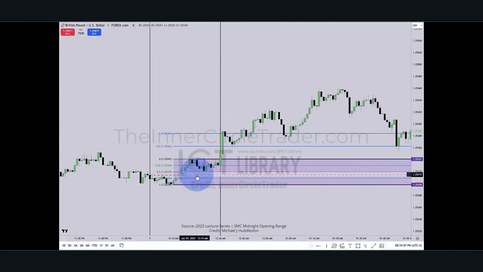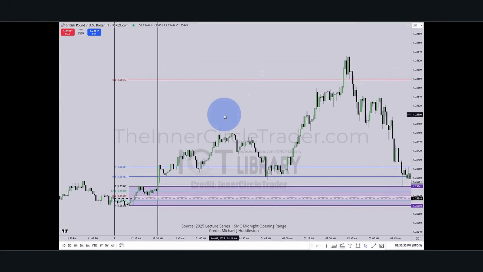Notice it's also encapsulating the opening price at midnight. You see that? So there's a couple things there that are agreeing, and also this is consequent encroachment of this entire range at the midnight opening range. So there's a couple things that are converging in confluence in this small little range of price action. You can see how we have the market reaching higher, and then it dives back down into negative 0.5 here.